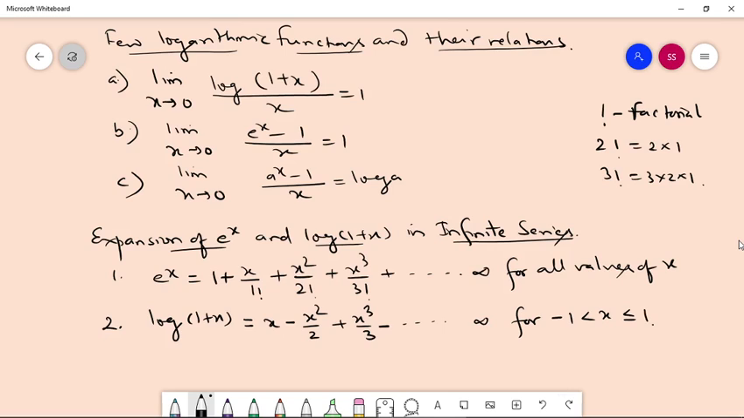These are some basic guidelines before starting the lesson of logarithmic and exponential functions from the first principle. Finding the derivative. Number 1, find the derivative of log x, that is with base e, from the first principle.